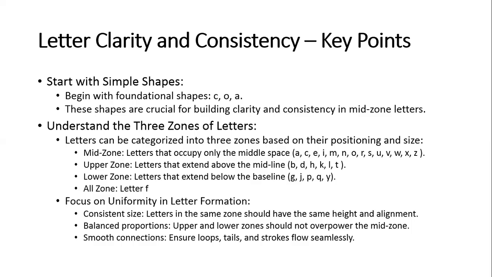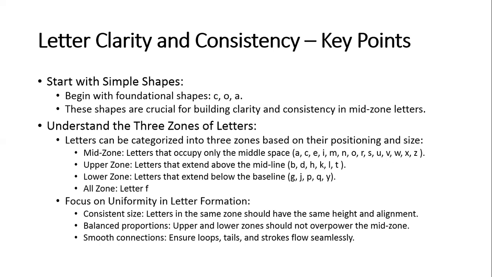So as I mentioned, there are three zones. One is middle zone, where letters occupy only the middle space. Upper zone, where the letter extends from middle zone to upper zone. Then lower zone is the letters that extend below the middle zone, from the middle zone to lower zone part. And only one alphabet in English touches the upper zone as well as the lower zone, which is known as F.